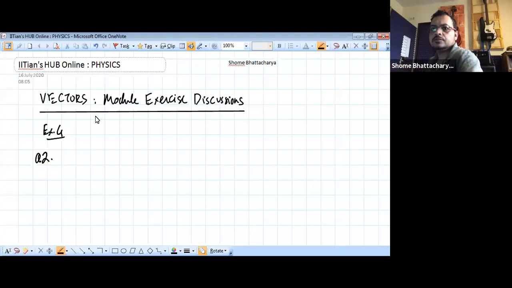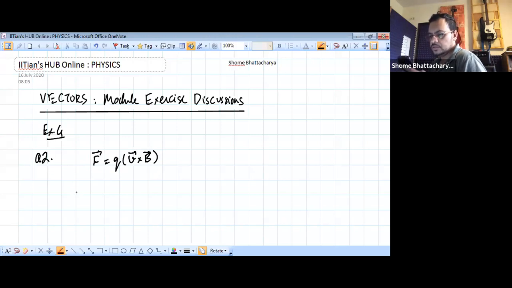Right, so we'll finish off the doubts of vectors, then we'll start with the next chapter after that. So exercise 4, question number 2, let's start with this. It says that F is given by the equation q into v cross B. And in each of these, we have to find out the direction of F. What will be the direction of F in each of the situations given?